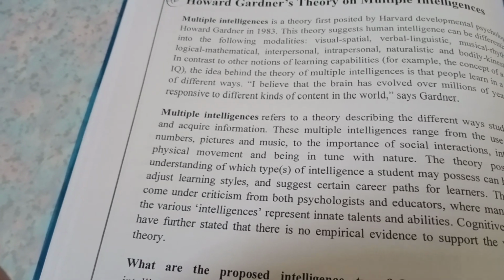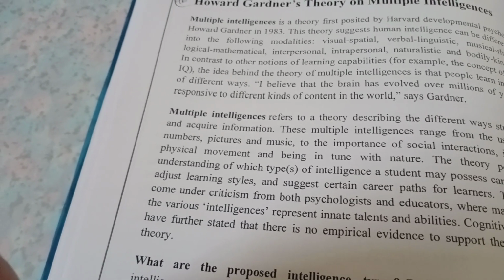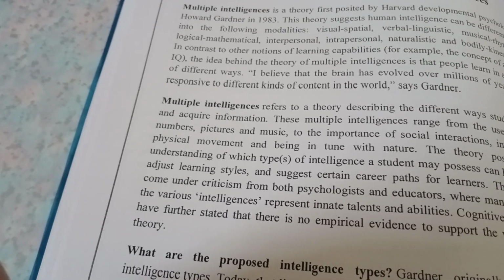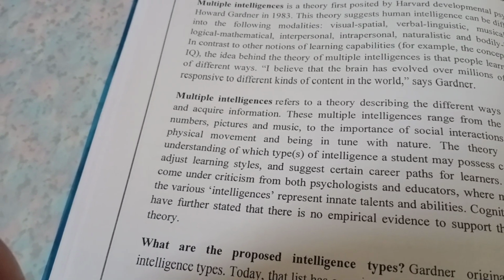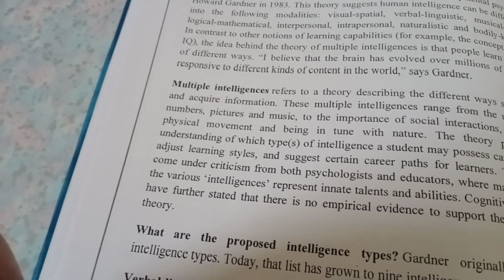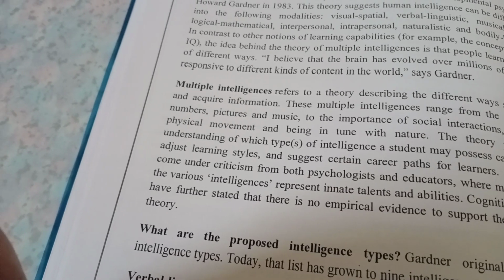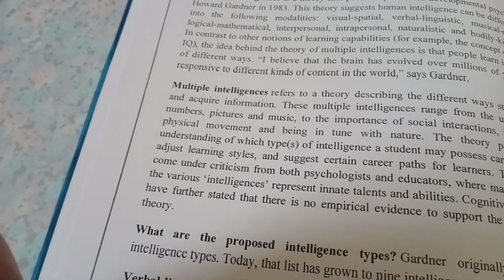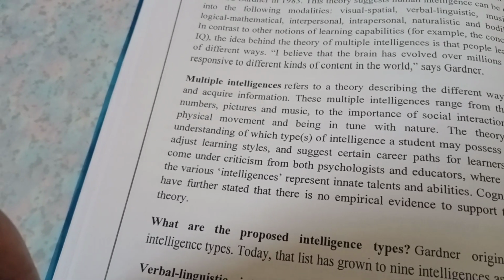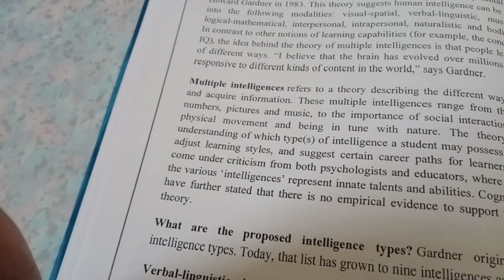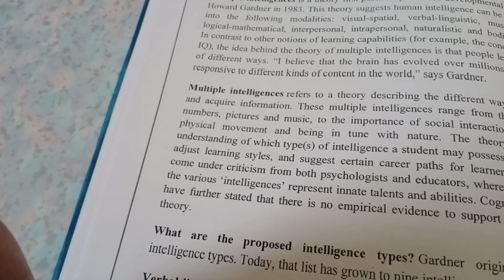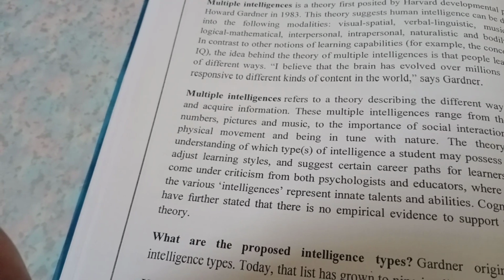These multiple intelligences range from the use of words, numbers, pictures, and music to the importance of social interactions, introspection, physical movement, and being in attune with nature. The theory posits that an understanding of which type of intelligence a student may possess can help teachers adjust learning styles and suggest certain career paths for learners.